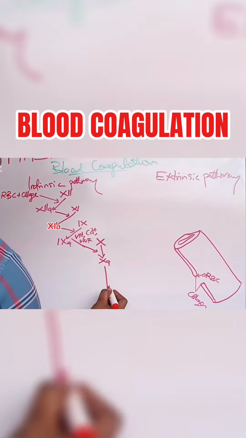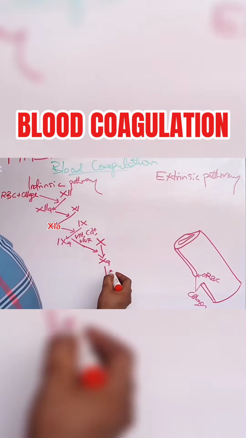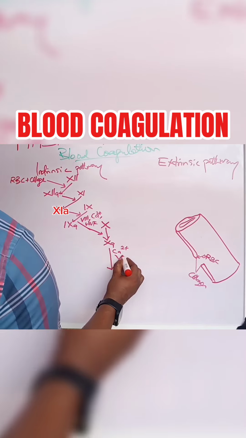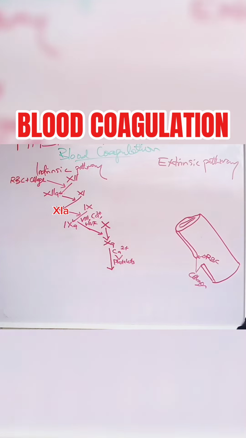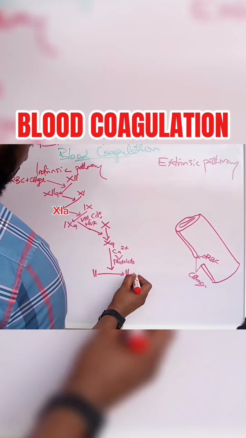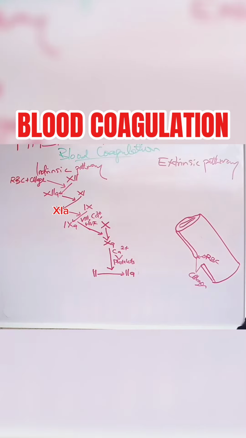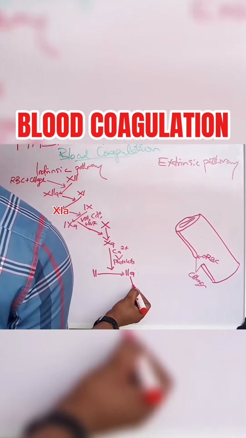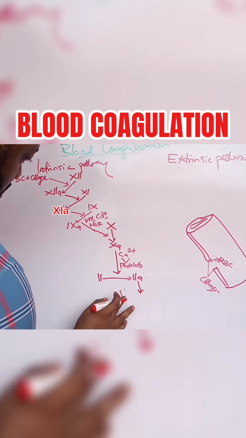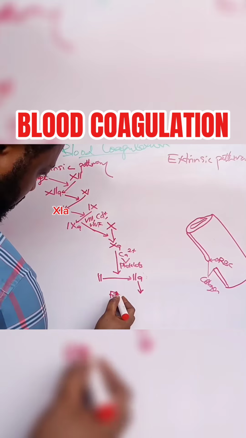Active factor 10, in the presence of calcium ions, factor 5, and platelets, causes the activation of factor 2. That is, conversion of prothrombin to thrombin. Thrombin plays two major roles in the coagulation process.